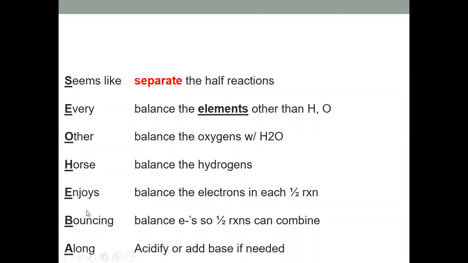Seems like every other horse enjoys bouncing along. That's a mnemonic that we can use to help us.